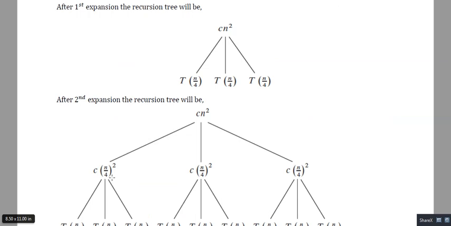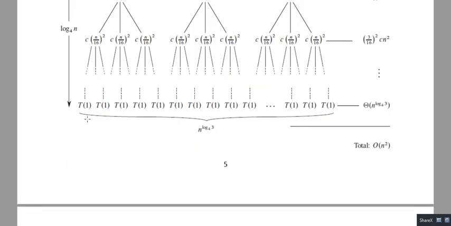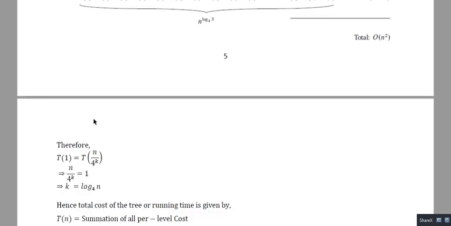After the first iteration it was n/4, meaning n/4 power 1. After the second iteration it was n/4 square. After the third iteration it will be n/64, meaning n/4 cube. So after the kth iteration, this will be n/4 power k. So obviously n/4 power k is equal to 1. So we can say n equals 4 power k, which implies k equals log n base 4.